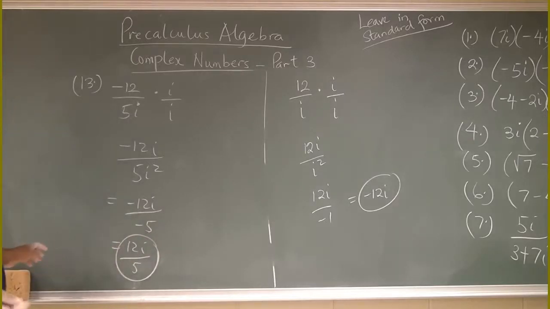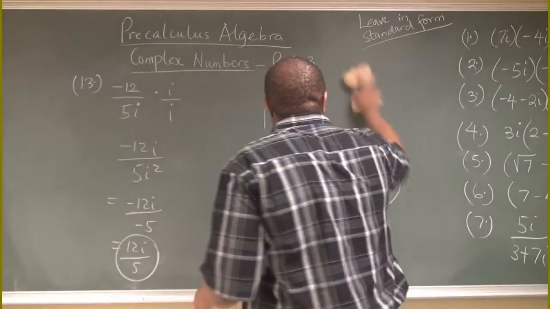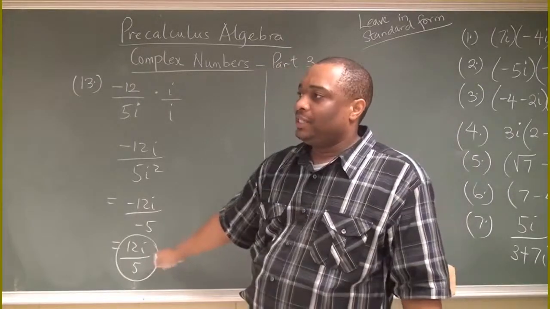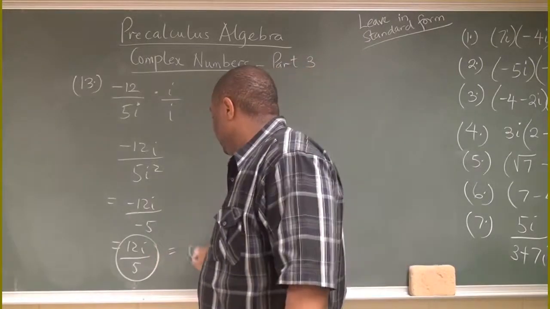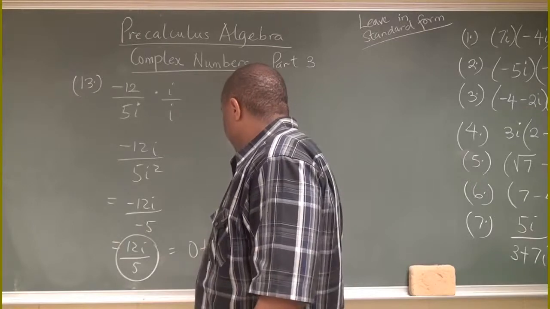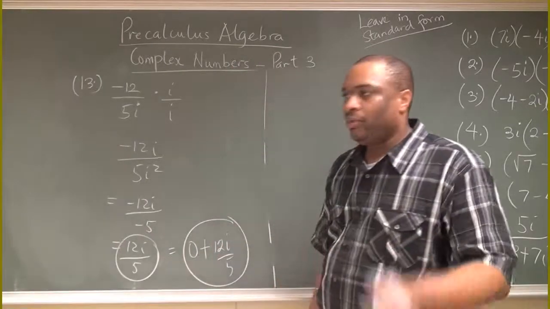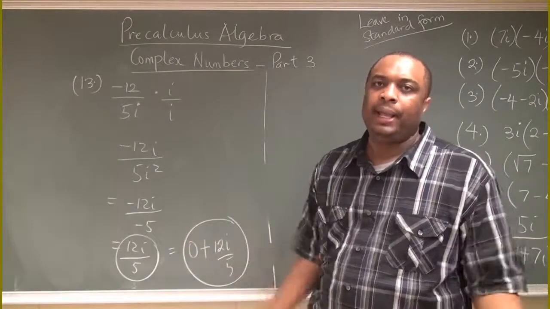Now if you choose, you can multiply by 5i over 5i, but you will still need to simplify it. And that reminds me, if you're asked to put this in standard form, it will be 0 plus 12i over 5. I think the other one we got negative 12i, so standard form will be 0 minus 12i.